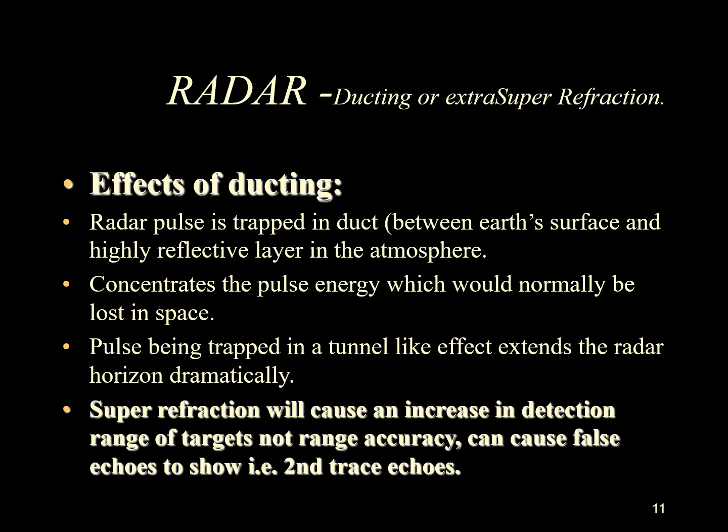Ducting, or extra super-refraction. Here the radar pulse is trapped in a duct which is formed by the Earth's surface and a highly reflective layer in the atmosphere. It is a concentrated energy which is otherwise lost into space. The pulse follows the Earth's surface and dramatically extends the radar horizon.